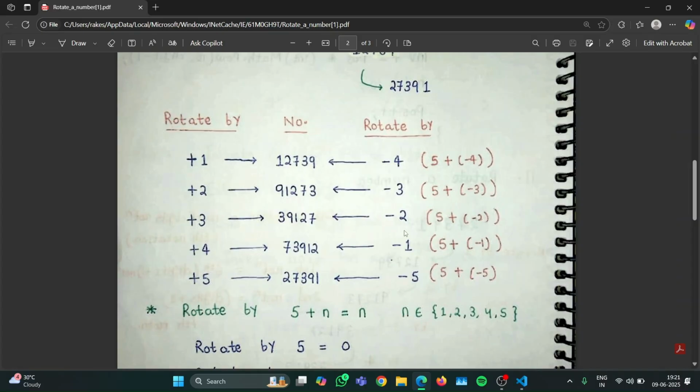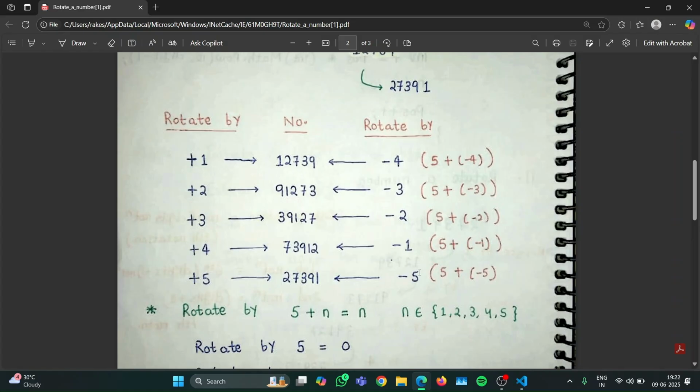Plus 3 rotation is the same as minus 2. Plus 4 rotation is the same as minus 1. Plus 5 rotation is the same as minus 5. So what is the logic behind it? There is some kind of relation between the positive rotations and negative rotations. If we crack that logic or relation, we don't have to write too long a code.